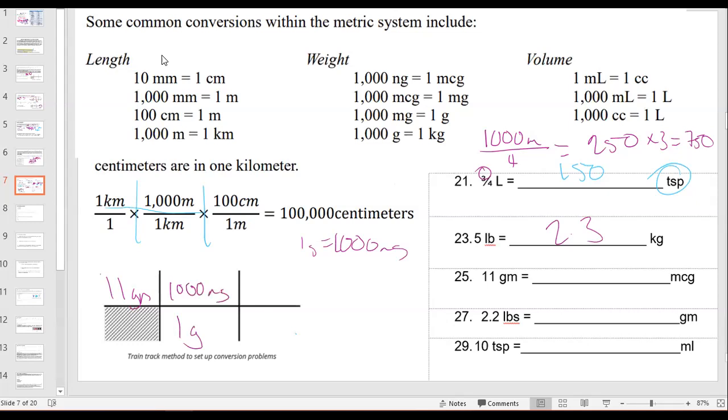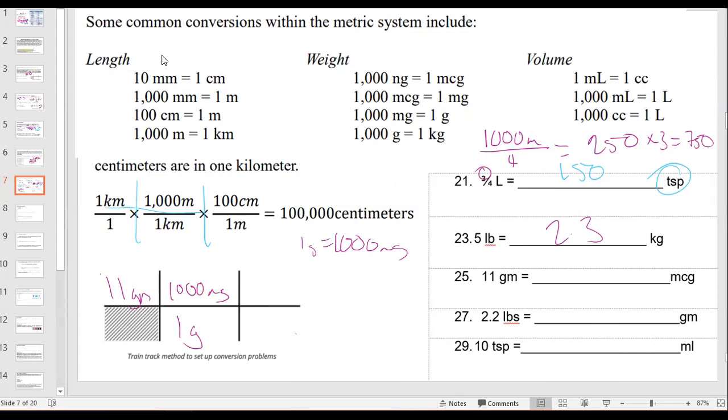But I'm going from big to small, right? So I'm multiplying, right? Yeah. So big to small, multiply. Small to big, divide. So yeah, we're going to multiply that by 1,000.